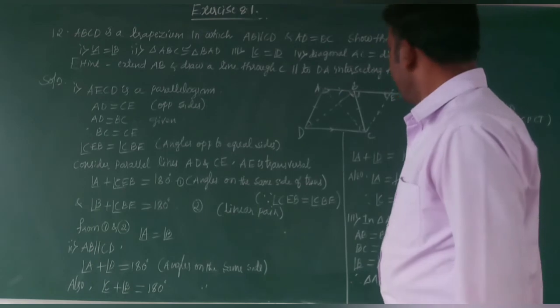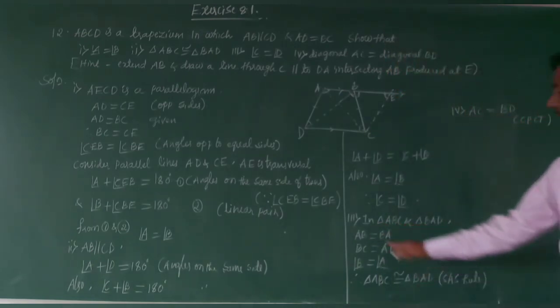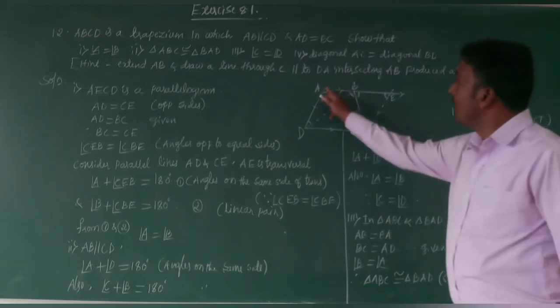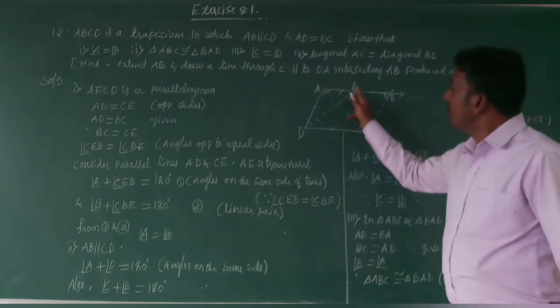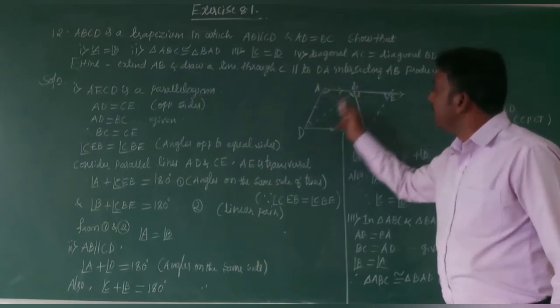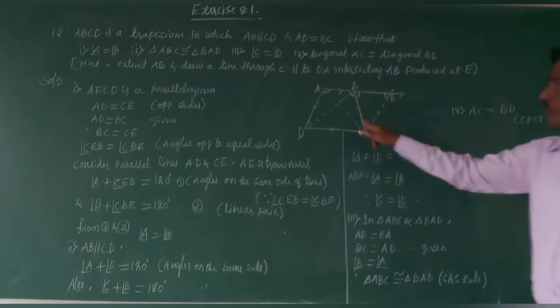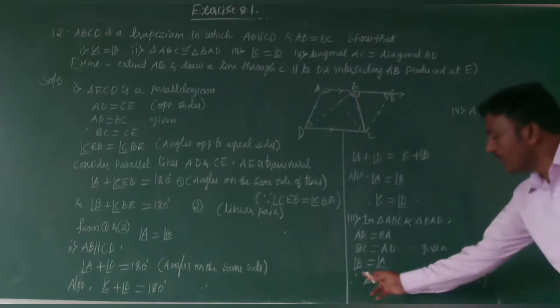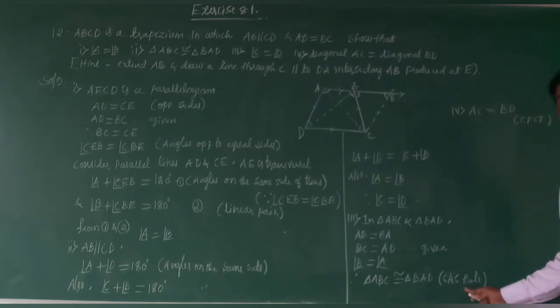Second case is completed. Now in triangle ABC and triangle BAD, AB is equal to BA. AB is common for these two triangles. BC is equal to AD, this is also given. Angle B is equal to angle A, already proved. Therefore, triangle ABC is congruent to triangle BAD by the SAS congruence rule.